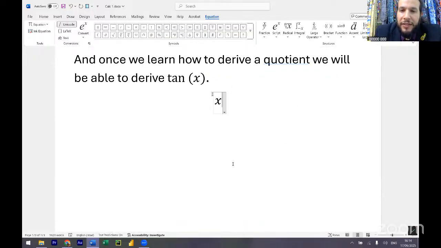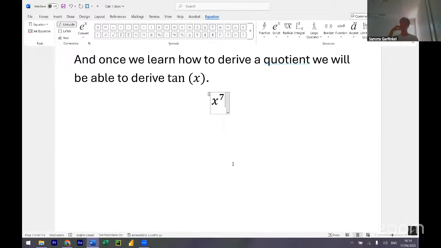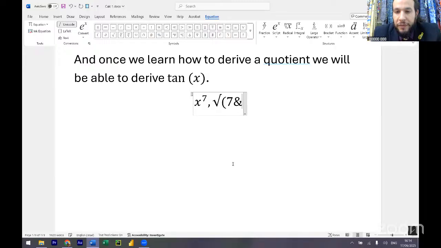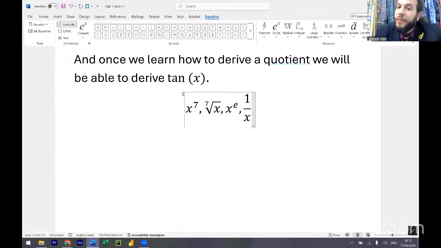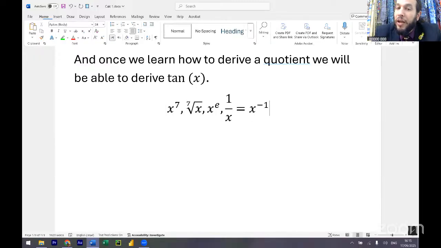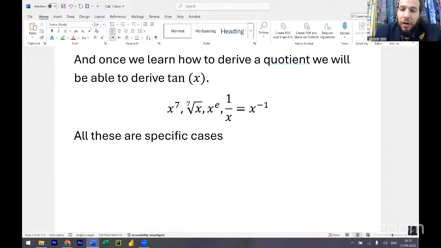Let's give another example. What's x to the power of 7? We didn't derive that, right? X to the power of x, no, that's actually something else. We'll talk about it as well. But I don't know, the 7th root of x, or x to the e. What about 1 over x? That's x to the power of -1. What I'm hinting at is that all these are specific cases of x to the a, which we will derive later.